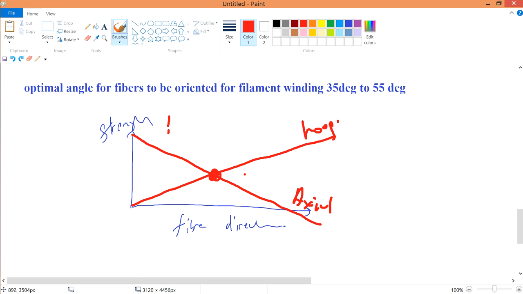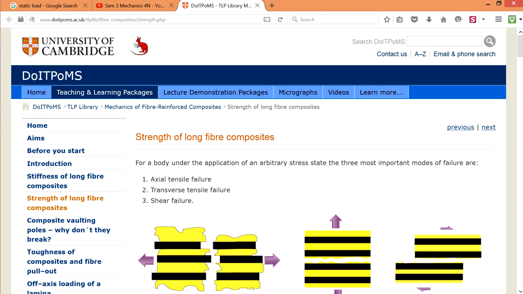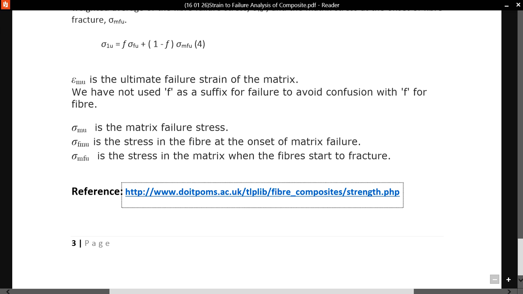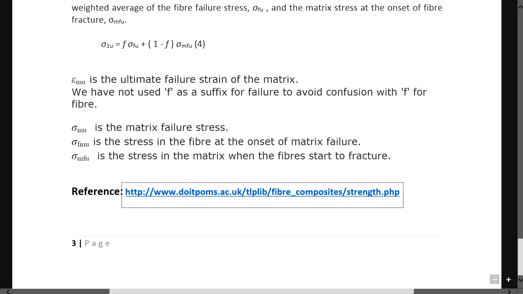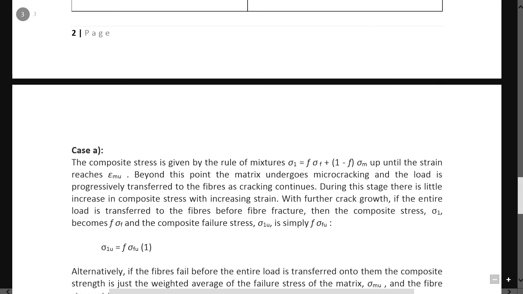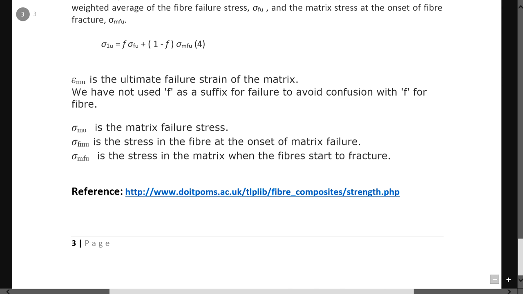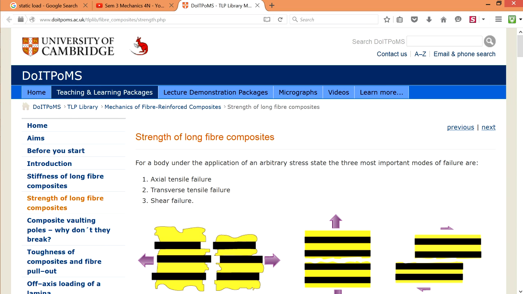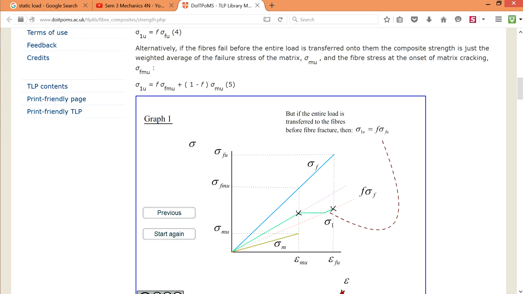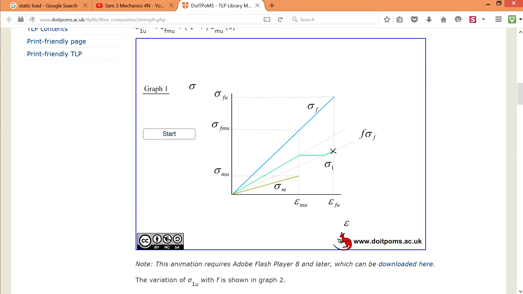I believe you need to know how to draw this graph if possible. Over here, you can come to the strain to failure analysis of composite. There are only 3 pages. Come to the last page, the reference, click the link, and you'll come to here, which is a very powerful link where there will be a graph. As you can see, it starts one by one.